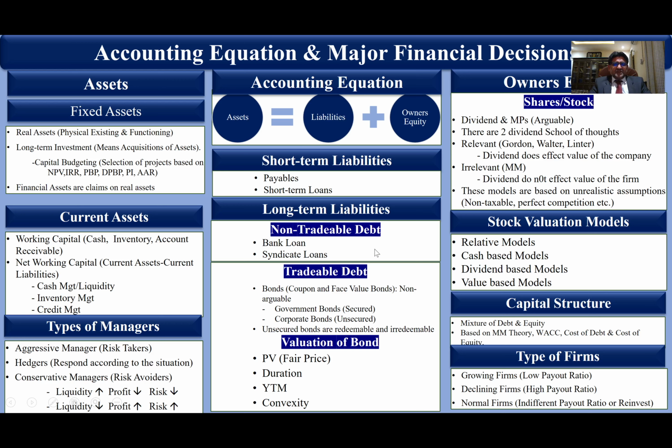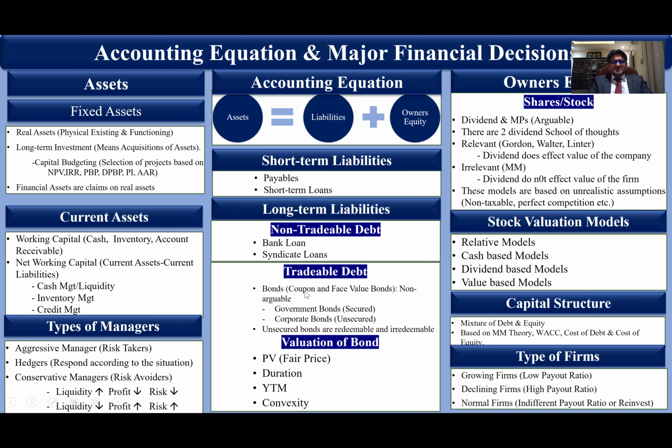What is tradable debt? These are bonds, and there are two components with bonds: one is coupon rate and the second is face value. Face value is the price written on the bond, which remains fixed over the life of the bond. The coupon rate also remains fixed. That is called non-arguable because it's fixed; there is no room for argument.